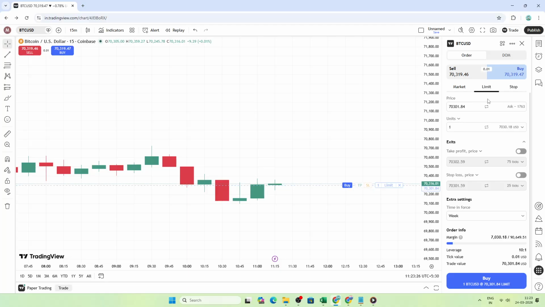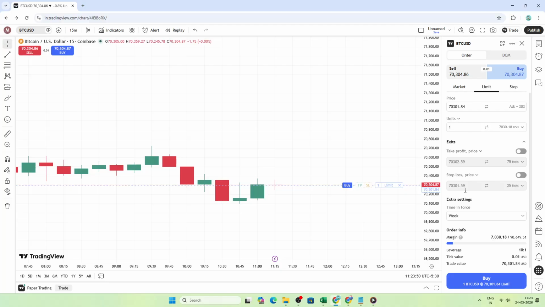Now configure your key parameters. In the price field, enter the exact level you want. This should be the price where you are comfortable buying if you think the market will dip to you, or selling if you expect a bounce into resistance. Take a quick moment to confirm it matches the level you see on your chart. Even a small typo can place your order far away from where you intended.